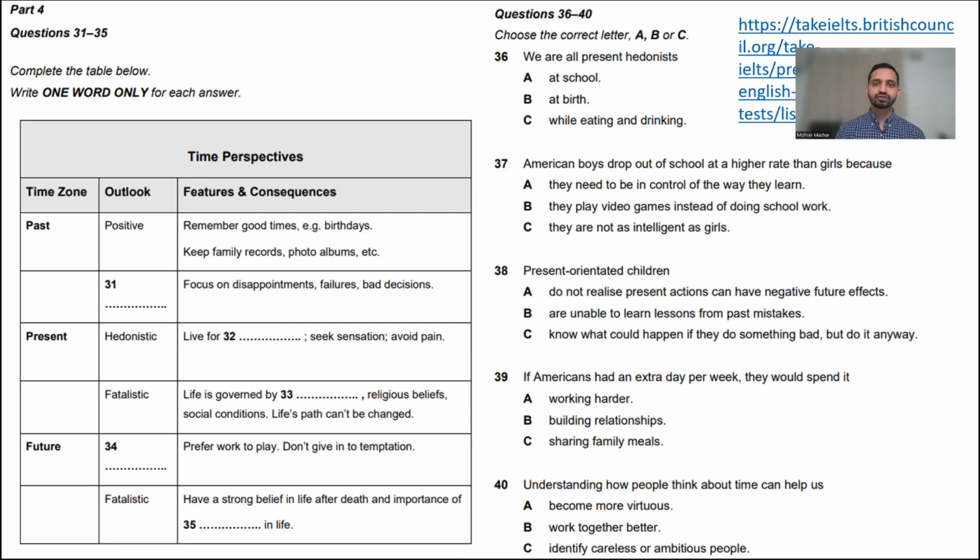In terms of multiple choice questions, we are all present hedonists when we're looking for a time, right? American boys drop out of school at a higher rate than girls because, I mean, we're looking for a reason. Why do they drop out? What do they do that the girls don't do? Present-oriented children, what do they do? You might have to make some notes here. If Americans had an extra day per week, they would spend it doing what? So there are 3 things that we mentioned. Understanding how people think about time can help us do what? All right, so let's listen to this and let's do this activity together.